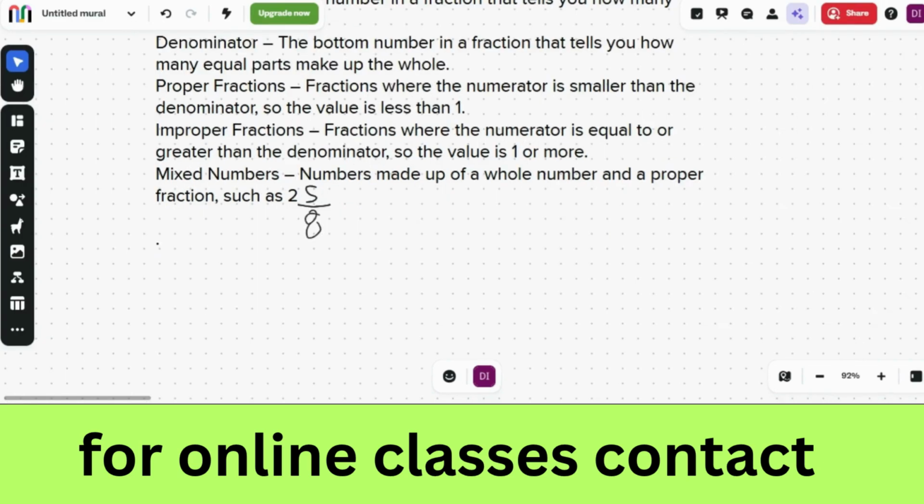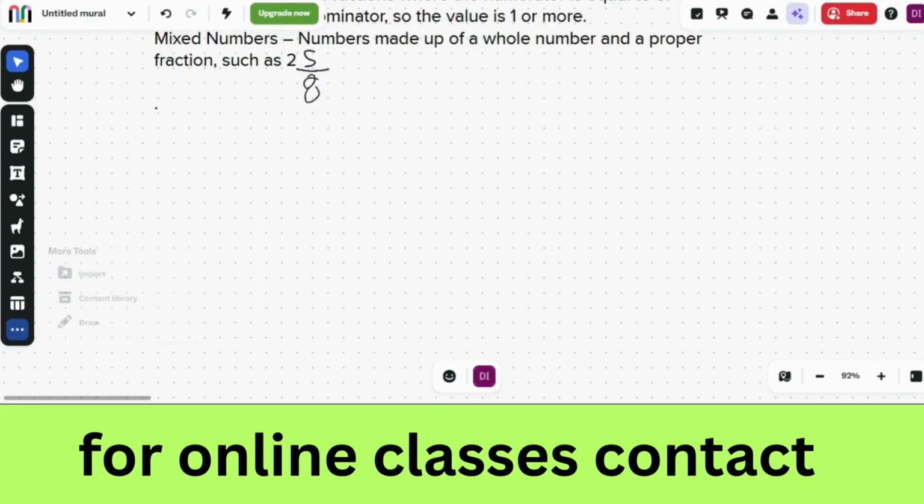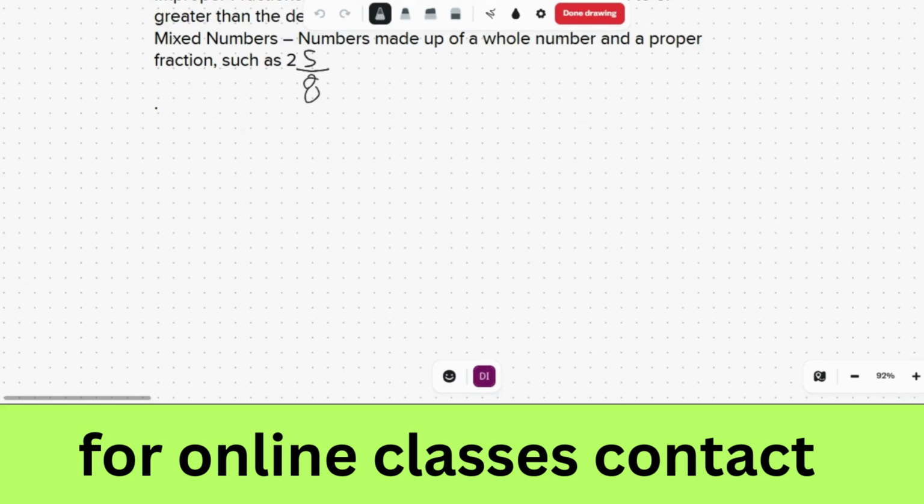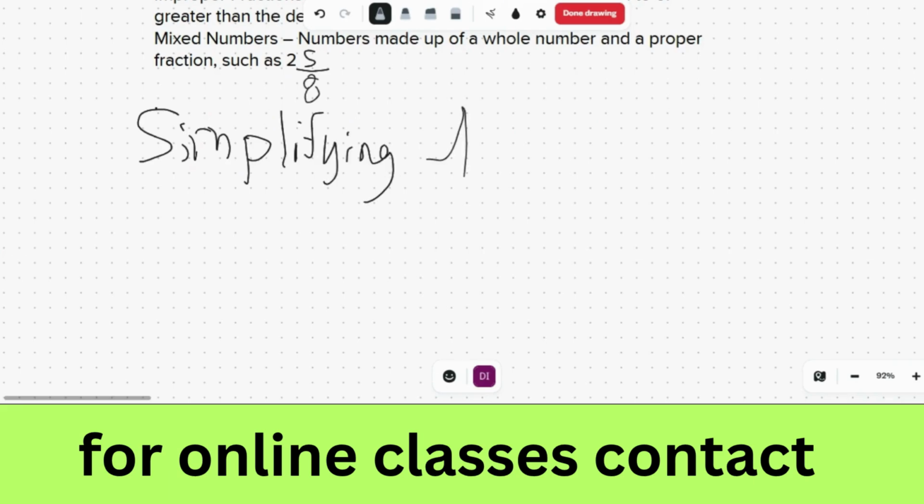Now we are going to do a lot of examples. If you watch this whole lecture, I think you don't need anything else on fractions. So first is simplifying fractions.